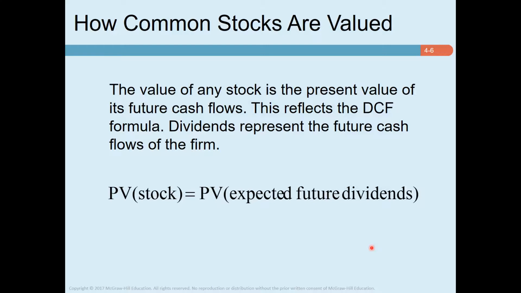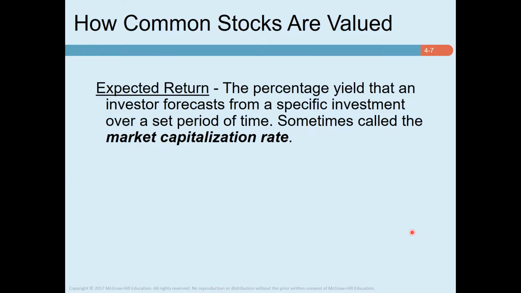Now, how do we find out the value of a stock? Well, the concept of valuing a stock is the same: the present value of a stock should be the present value of future cash flows to be generated by a stock. Now, what cash flows does a stock generate? Dividends. So the present value of a stock will be the present value of future expected dividends. You can see in the slide. So the present value of a stock is the present value of future expected dividends.